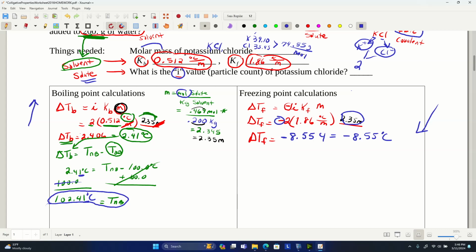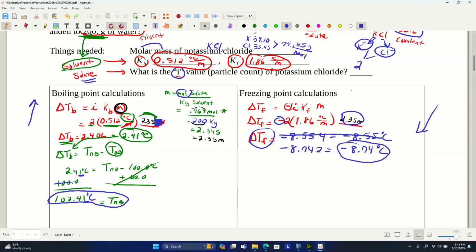I'm going to check my math one more time, because I don't trust myself on this one. Yeah, I did it. I got a different number. 2 times 1.86 times 2.35. Yeah, sorry, this is wrong. It's negative 8.742, and that rounds to negative 8.74 degrees Celsius. So that's the change in the freezing point.